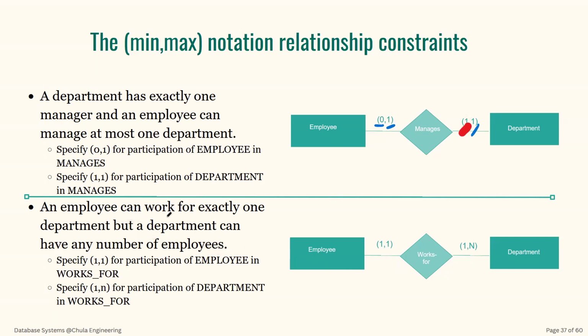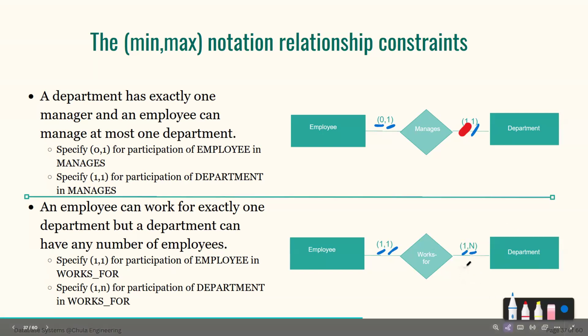I said an employee can work for exactly one department, but a department can have any number of employees. And I said 1 and 1 in here. So it means here that an employee must work at least one, right? And at most one department. But each department can have at least one employee and n, at any number of employees. So many employees. Let me change this.